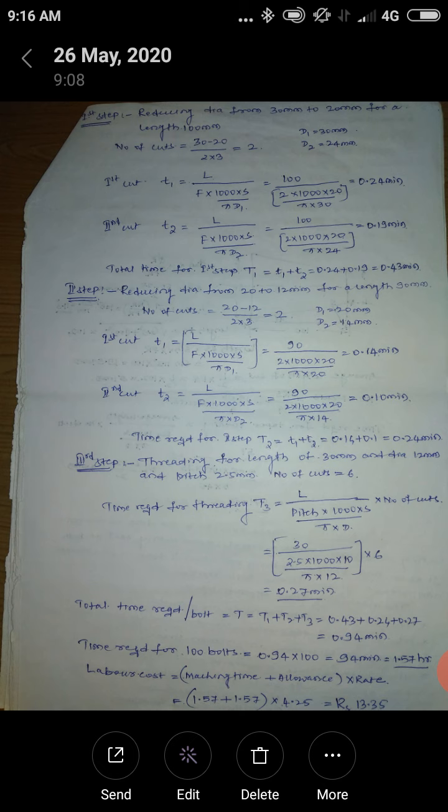You have to calculate the time T1 equals L divided by F into 1000 S divided by pi D1, that is 0.24 minutes, and second cut L divided by F into 1000 S divided by pi D2, that is 0.19 minutes. That is the total time required for the first step, that is capital T1 equals T1 plus T2, that is 0.43 minutes.